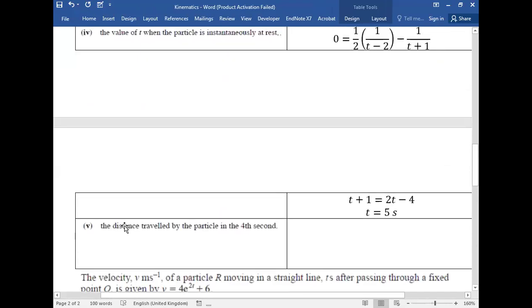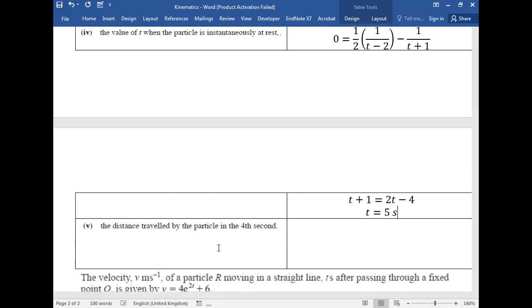Now the fifth part is asking the distance traveled by the particle in the 4th second. How do we find the distance traveled in the 4th second? We can find S4, displacement after 4 seconds. What is displacement? You can understand displacement is how far is the particle from O. How far it is from O after 4 seconds, minus how far it is from O after 3 seconds. That will give you your displacement, or sorry, the distance traveled in the 4th second, S4 minus S3.